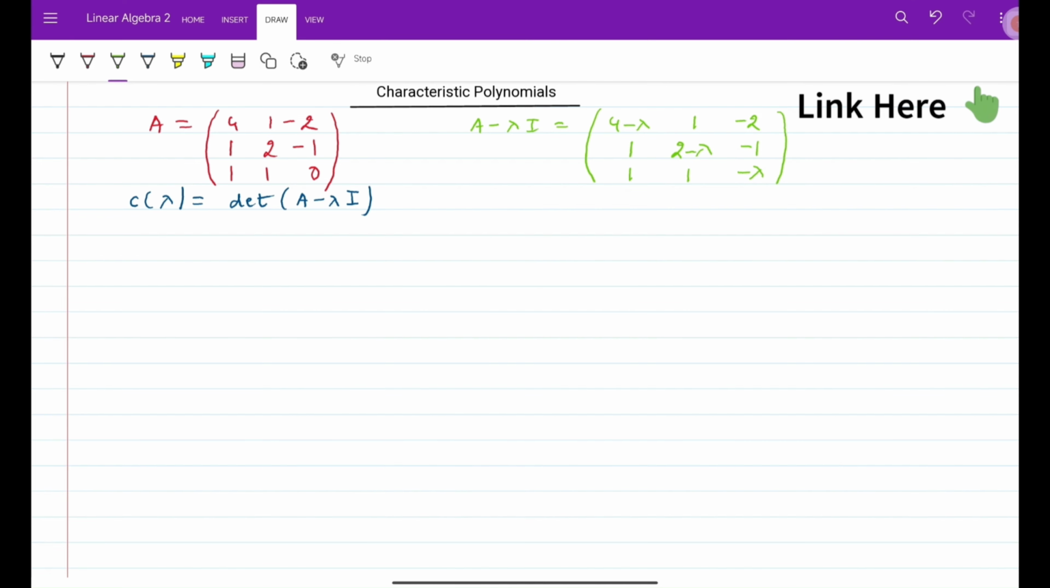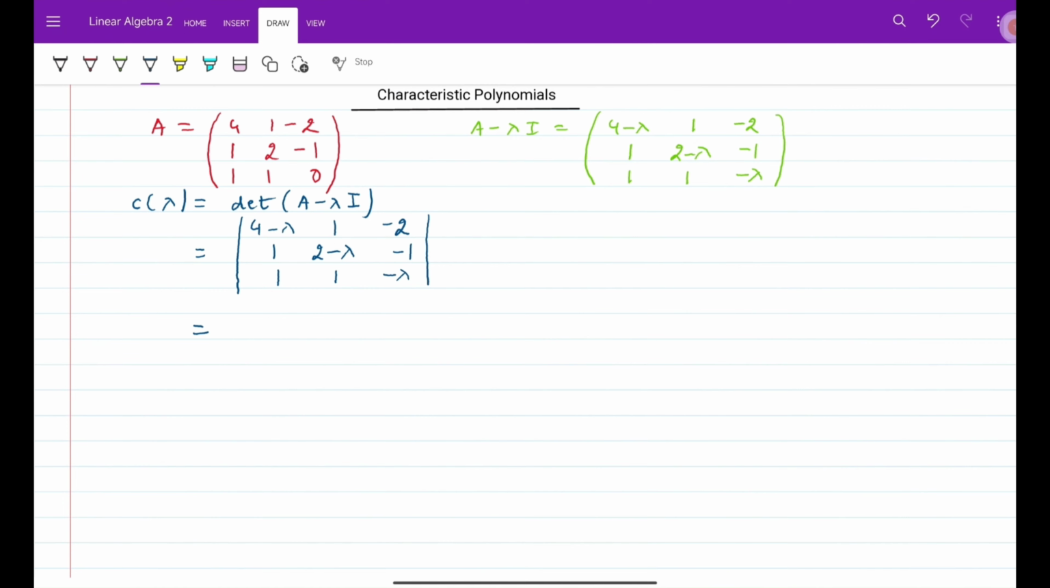In the second video we had seen that A minus lambda I affects only the diagonal values and not the non-diagonal ones. So determinant of A minus lambda I is going to be the determinant of the matrix which we have just constructed. So 4 minus lambda, 1, negative 2, 1, 2 minus lambda, negative 1, 1, 1 and negative lambda.